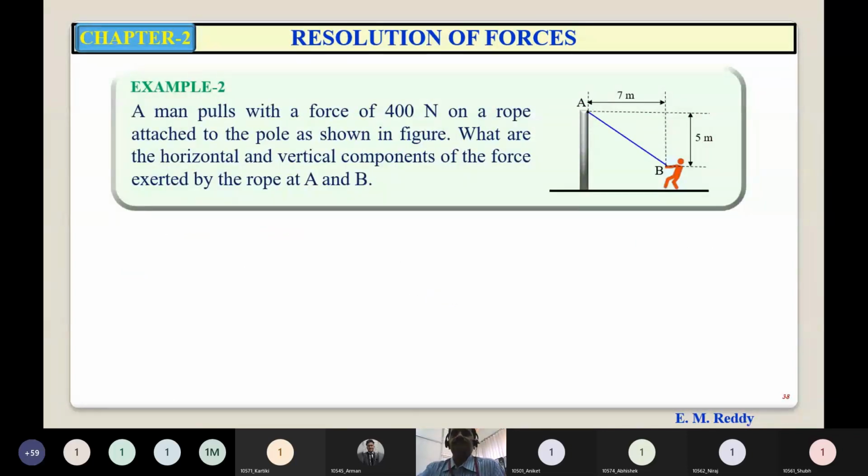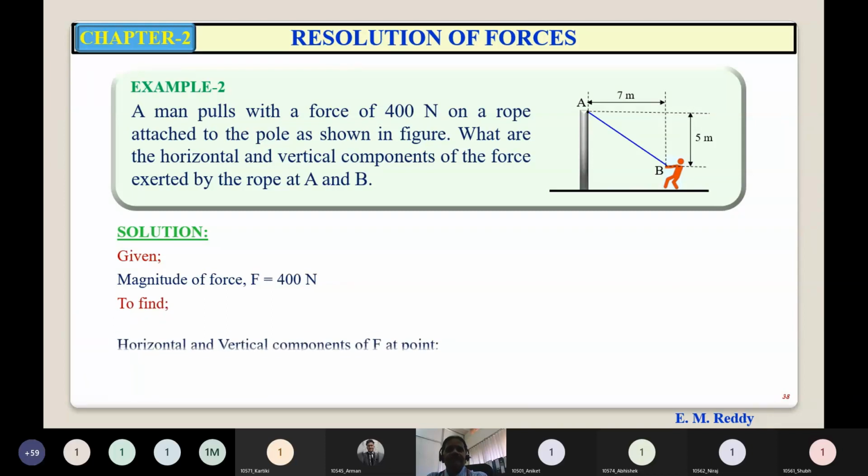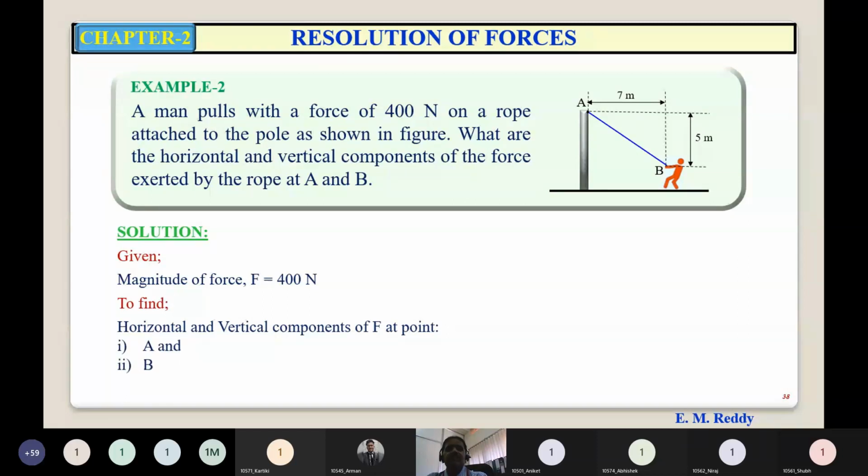Please note down the statement and draw a figure. A man pulls with a force of 400 Newton on a rope attached to the pole as shown in figure. What are the horizontal and vertical components of the force exerted by the rope at the points A and B? So it's given the magnitude of force is 400 Newton. And you are asked to find out the horizontal and vertical components, means simply x and y components of force F at point A as well as at point B.